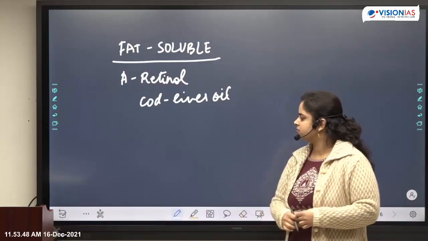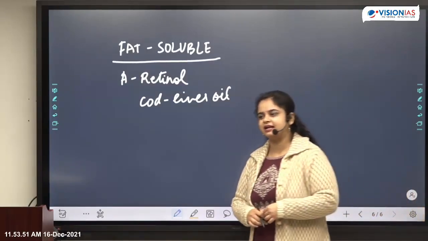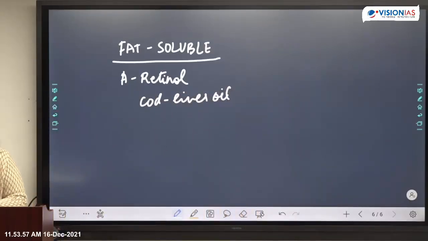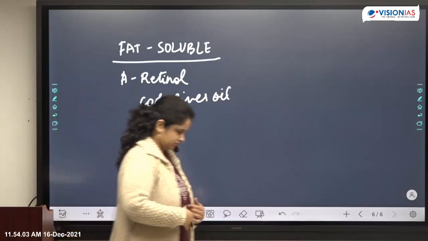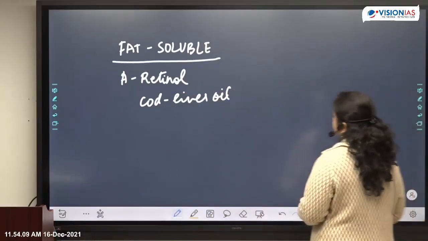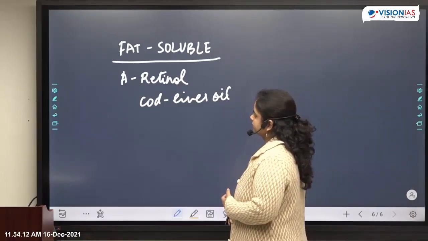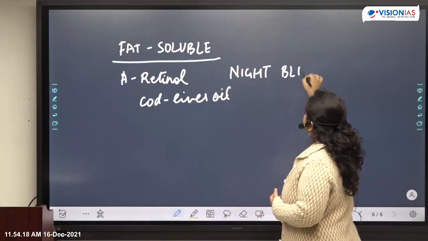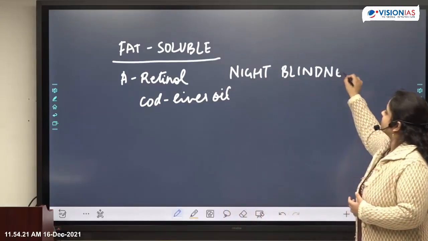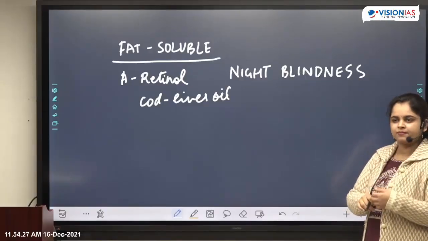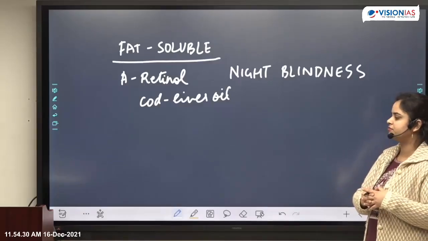So you can write this. It is needed for maintaining the eyes and the skin. And one disease also we can write, night blindness. Night blindness, which is the inability of a person to see at night.